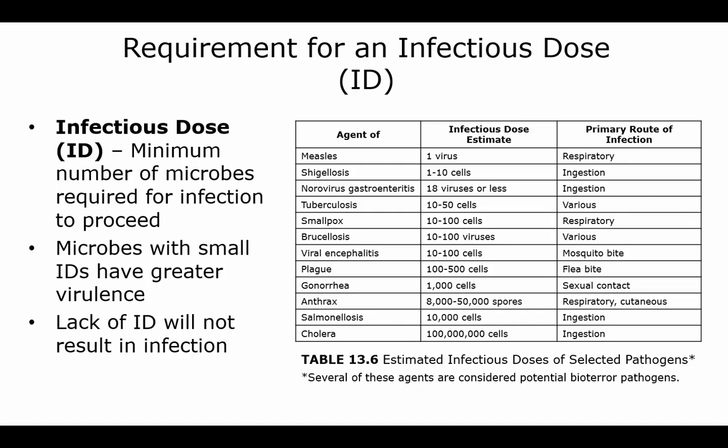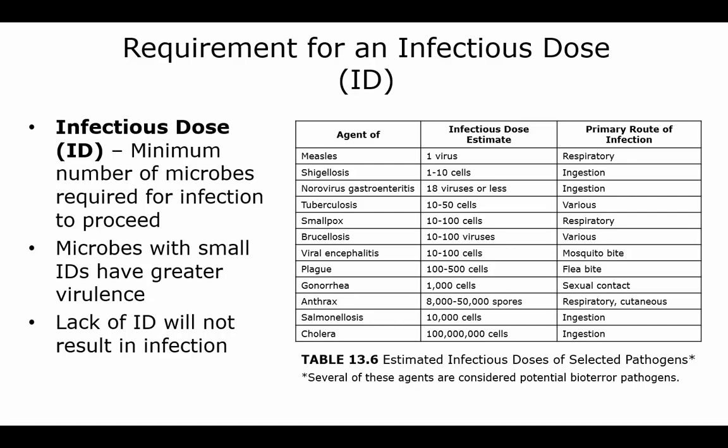For example, right now we're having measles outbreaks, and we didn't have these 20 years ago, 10 years ago, like we're seeing now. If you look at the infectious dose, one measles virus can cause you to have measles. Remember, viruses are very, very tiny and easily transmissible, and the route of infection is obviously respiratory.